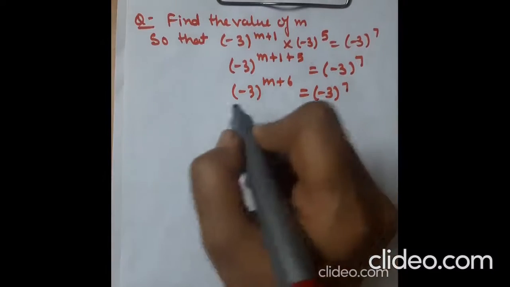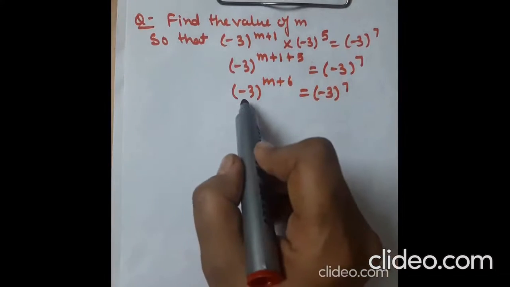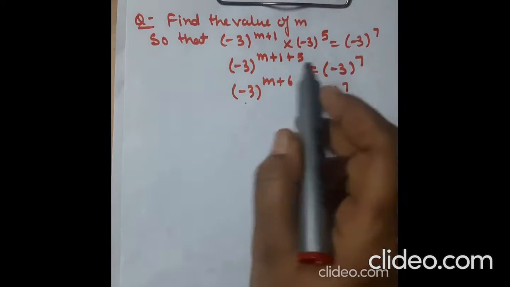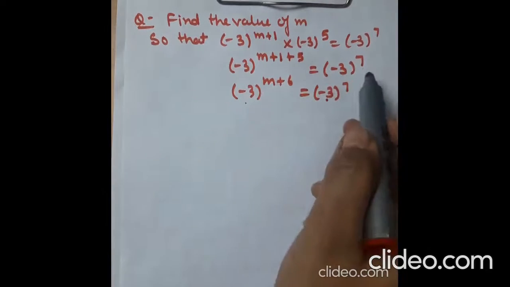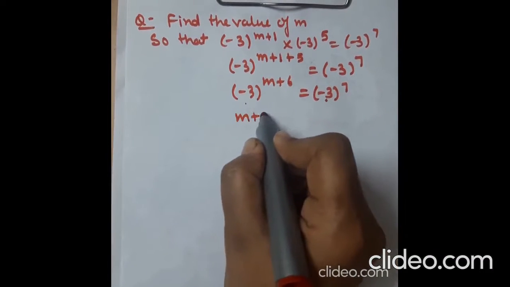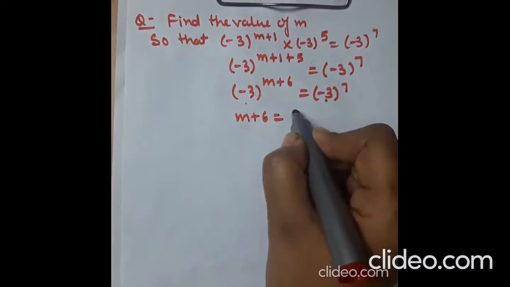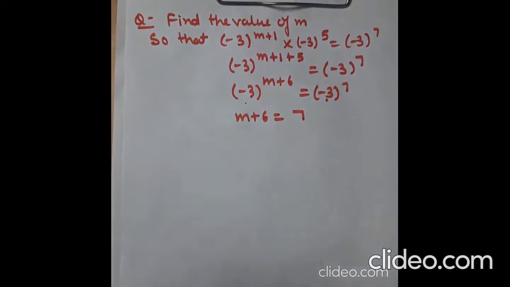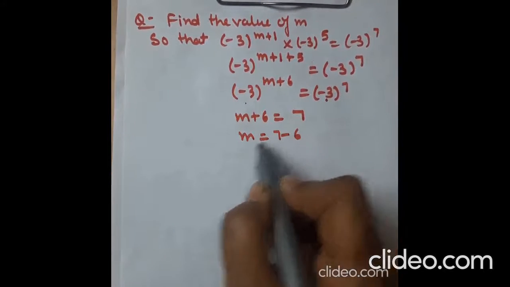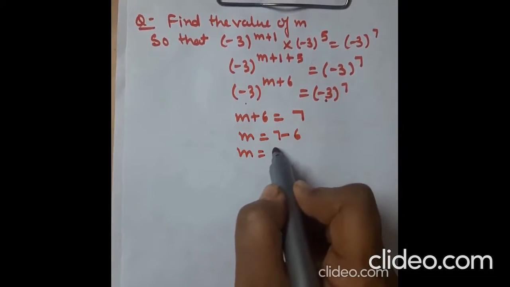So on both sides the powers have the same base, so their exponents must be equal. So we compare the exponents. After comparing, m plus 6 is equal to 7. So m is equal to 7 minus 6. So the value of m will be 1.